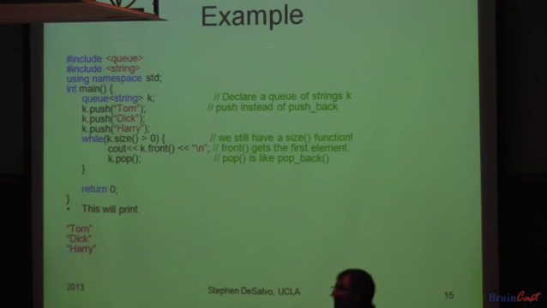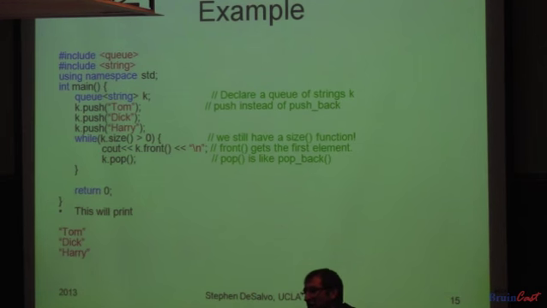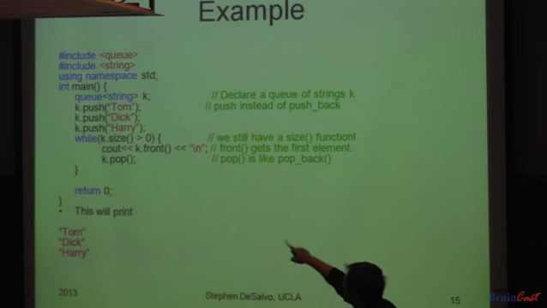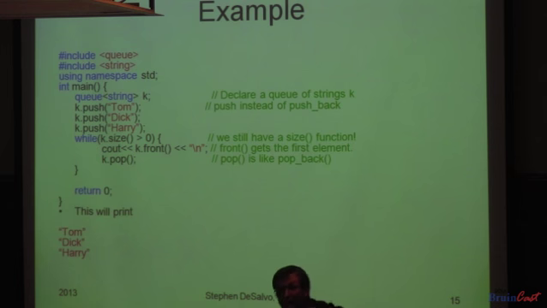Everything is going to look very similar, except we're working with a different data structure. We are organizing the collection in a slightly different way. So when we push in Tom, Dick, and Harry, while the size of the collection is positive, we're going to print out k.front. Front is mnemonic for the front of the line. Top is mnemonic for the top of a stack of books, okay? So that's where these words come from.